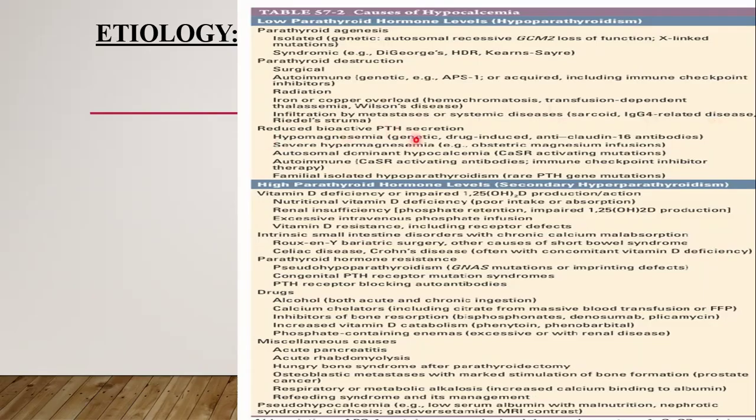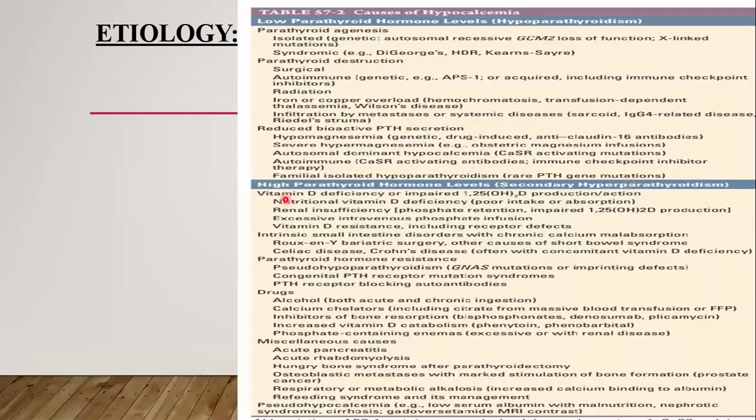Reduced bioactive parathyroid hormone secretion can be due to hypomagnesemia, again due to genetic or drug-induced severe hypomagnesemia, autosomal dominant hypocalcemia due to CSR activating mutations, and familial isolated hypoparathyroidism, where there are rare PTH gene mutations.